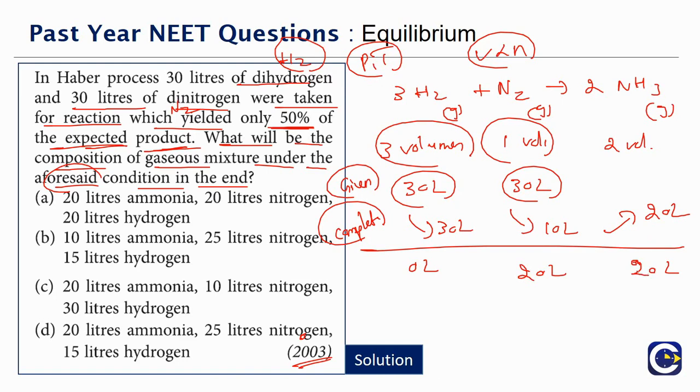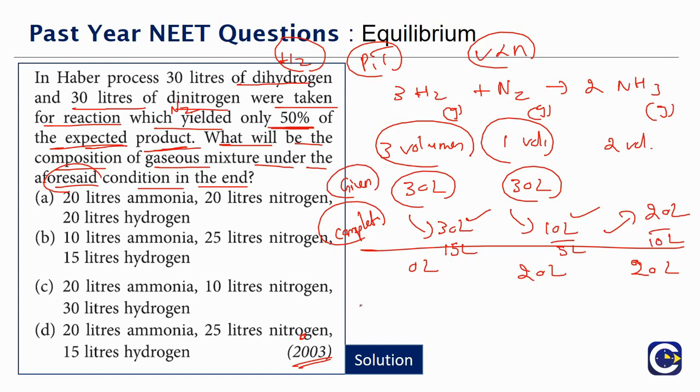So what we see here is that the reaction we must find out not for the complete reaction, but for the 50% yield. See, complete means 30 liters of this will be consumed, 10 liters of this will be consumed. 50% yield means we are going to be consuming only half of this. What is half of 30 liters? 15 liters will be consumed. Half of this will be consumed, means only 5 liters will be consumed. And half of this will be formed, which means only 10 liters will be formed.